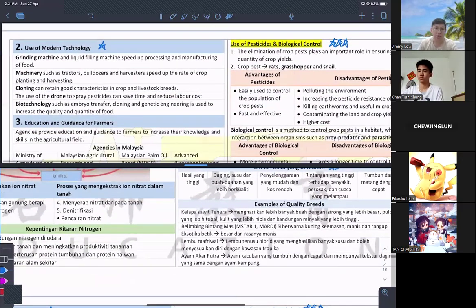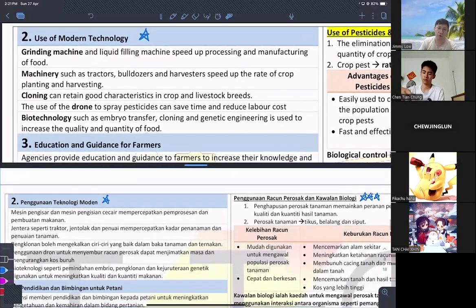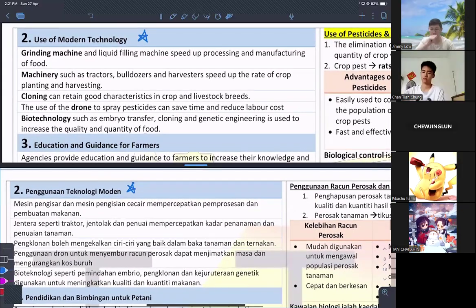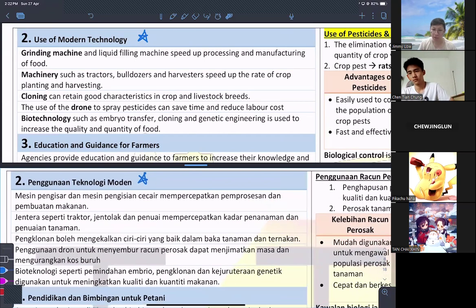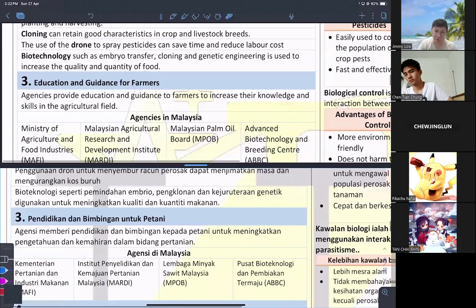Then the next one, use of modern technology. Modern technology, you read through. Because somehow, I don't know what kind of teacher, they'll ask you these sort of questions, like, what is the modern technology we use to harvest the crops? So you have to say, we use grinding machines, we use machinery like tractors to do these kind of things. Read through, no need to memorize, just read through.